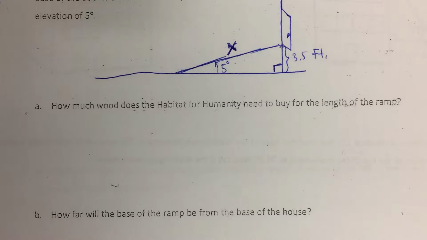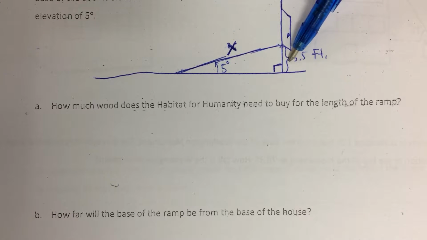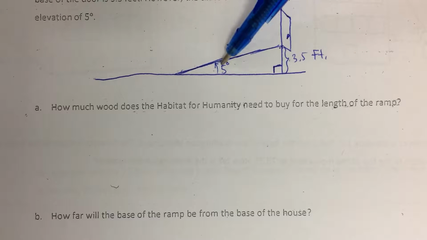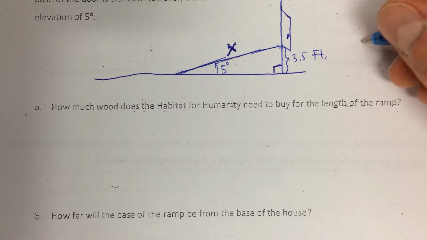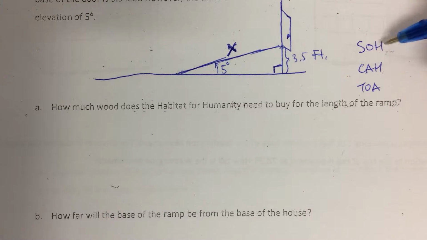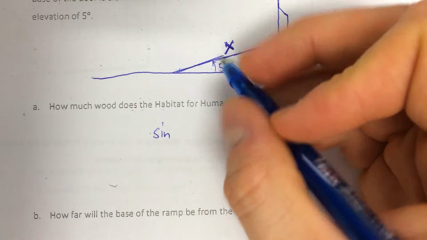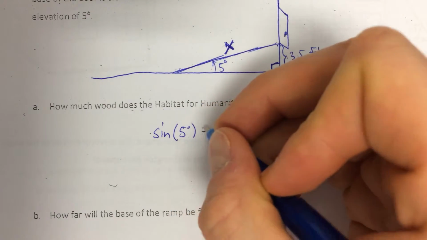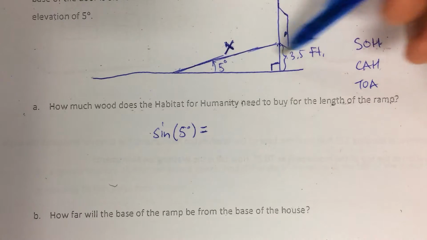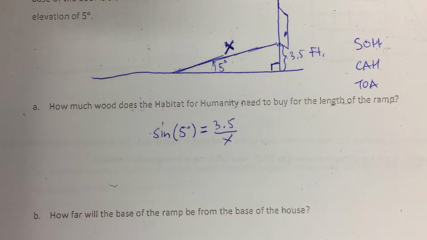And we actually have what we need. Here we have an angle. We have the side opposite that angle, and we want to find the hypotenuse. Because we're dealing with the opposite and hypotenuse of a given angle, we're going to use SOHCAHTOA. Opposite and hypotenuse, we're looking at sine. So what we can do is say sine of the 5-degree angle is equal to opposite over hypotenuse. Our opposite side is 3.5, and we're dividing by our hypotenuse, which is x.